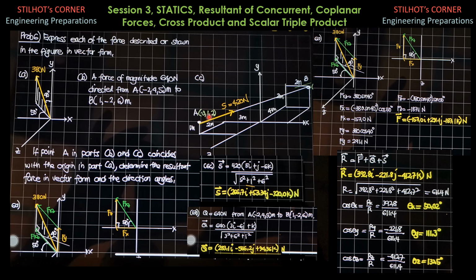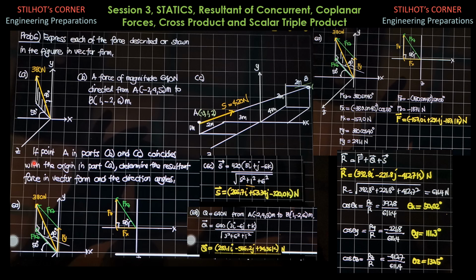So 2 minus negative 3, so magnitude 420, quantity 2 minus negative 3, so 5i. 2 minus 1 is 1j. Then negative 4 minus 2, negative 6k, divided by square root of 5 squared plus 1 squared plus 6 squared. Simplifying, S is 266.7i plus 53.34j minus 320.0k newtons. So that's the answer for 6C.